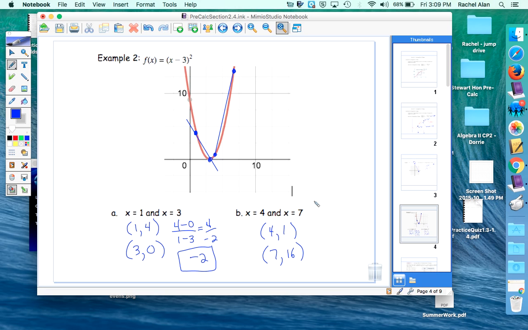So when we find the average rate of change, we should have a positive number because this line has a positive slope. So 16 minus 1 divided by 7 minus 4, so 15 over 3, so 5 would be my average rate of change.